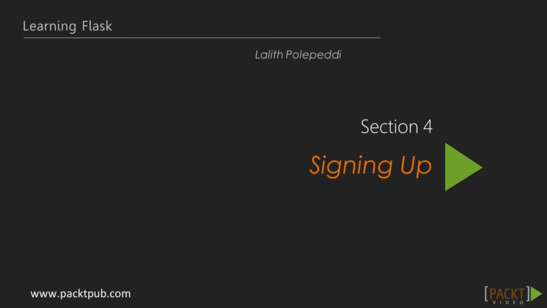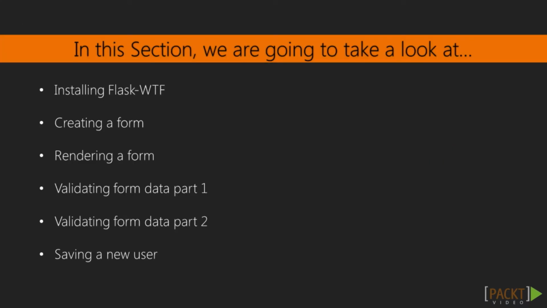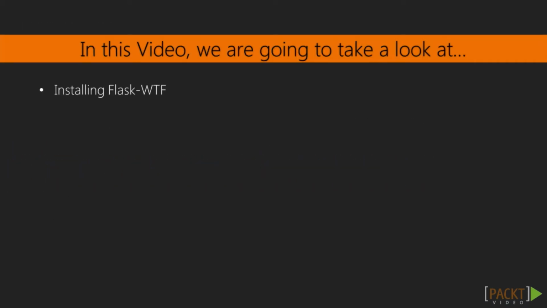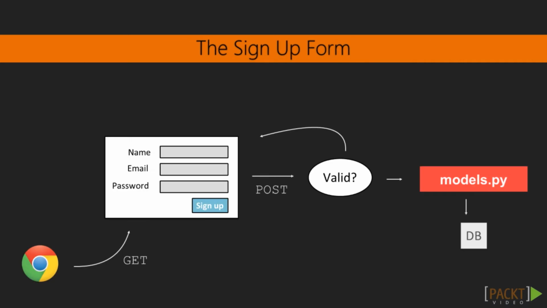What have we done so far? We created a users table in the database and wrote a user model that we can use to read and write to this table. In this section, we'll create a sign-up page so that we can take in user data and save it to the database. In this particular video, we'll install Flask WTF. Here's how everything will fit together.